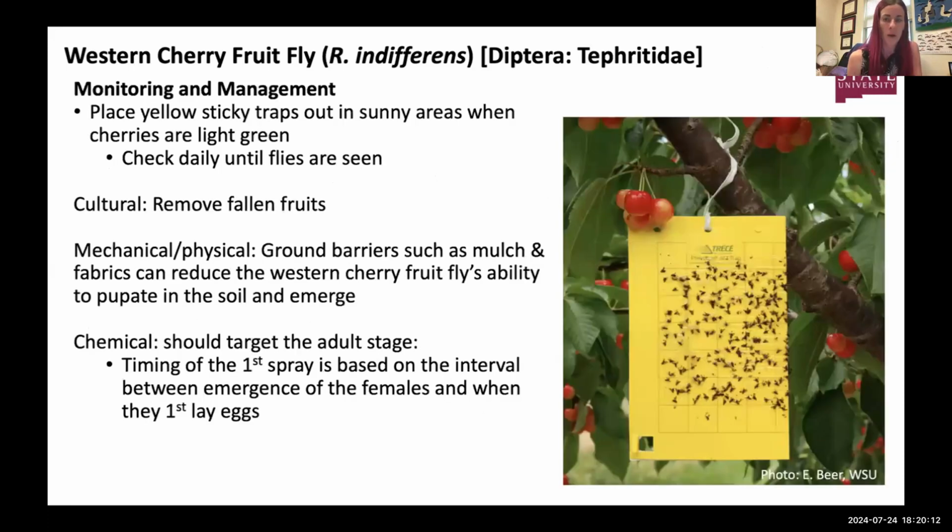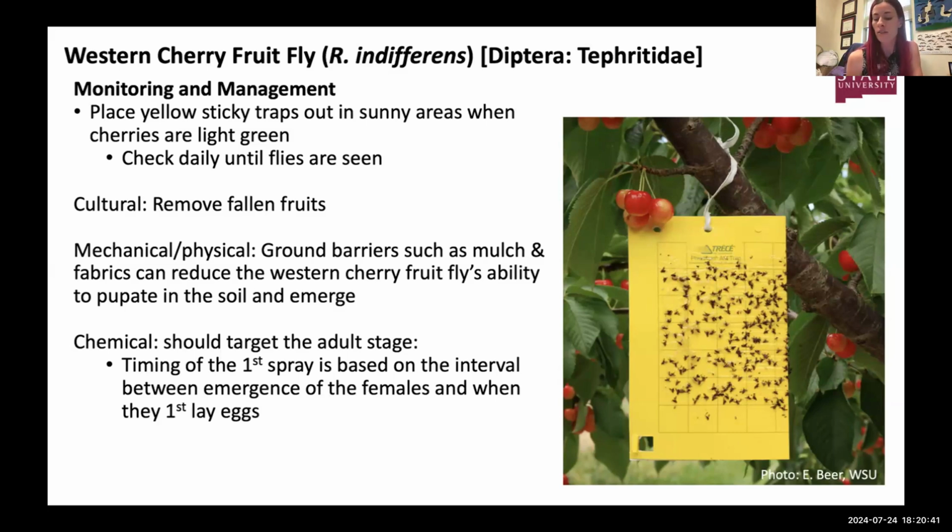So as I mentioned, monitoring them is really important. The Western cherry fruit fly, you want to do this daily until flies are seen. Hopefully you don't see them, but if you do, there are insecticides that can be used. So again, with a lot of these fruit pests, these flies and whatnot, insecticides are used in conjunction with monitoring, making sure that you need to apply insecticides.